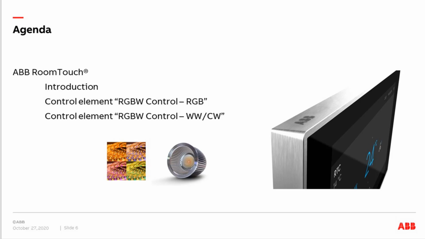Now what is on the agenda? Today I'm going to show you how the ABB RoomTouch works with a KNX DALI gateway DGS. For this purpose the RoomTouch offers a special control element. After a brief introduction to the RoomTouch, I come to this control element RGBW Control. Depending on its parameter settings, a DALI RGB color light or a color temperature with warm and cold white can be controlled.